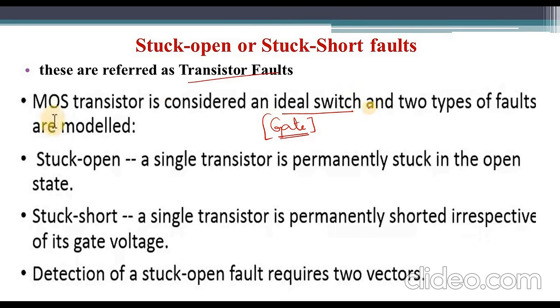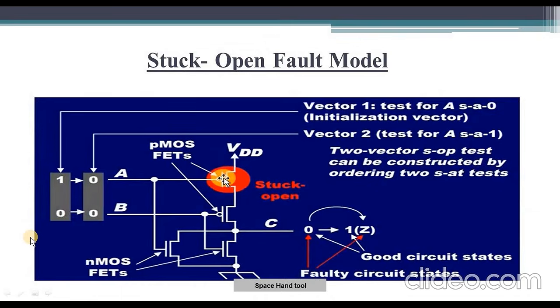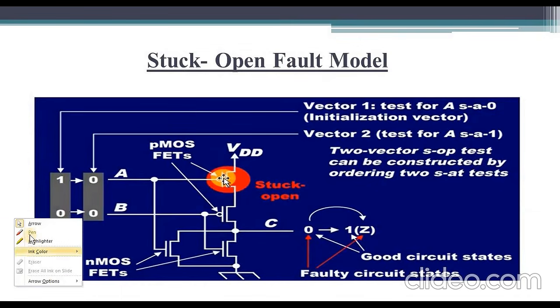Two types of faults are modeled in a MOS transistor. Those are called stuck open and stuck short. In stuck open, a single transistor is permanently in the open state, whereas in a stuck short fault, a single transistor is permanently in the shorted state, irrespective of its gate voltage. So let's see the stuck open fault model.